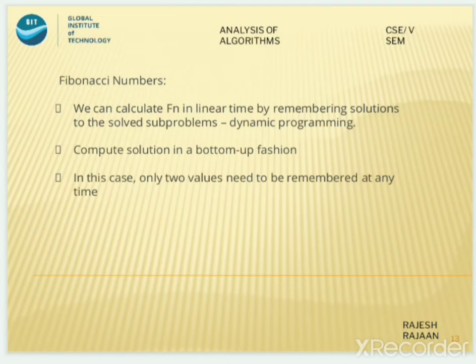So in Fibonacci numbers, we can calculate Fn in linear time by remembering solutions to the solved subproblems in dynamic programming. Then after computing the solution in a bottom-up fashion, in this case only two values need to be remembered at any time.